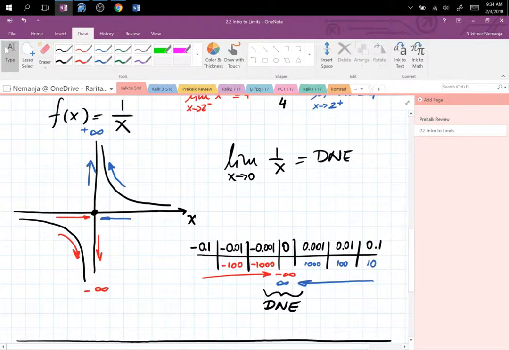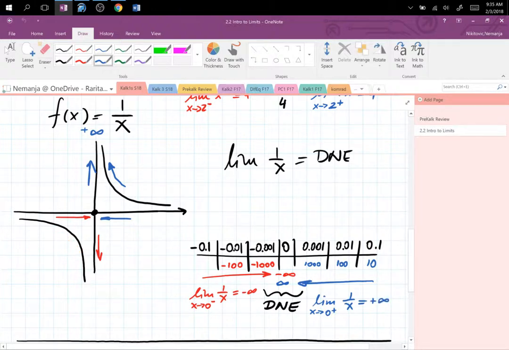Again, over here, I have the limit of 1 over x as x approaches 0 minus is negative infinity. And the blue one, the Romeo, right? X goes to 0 plus of 1 over x is equal to positive infinity. So now those are the new names.